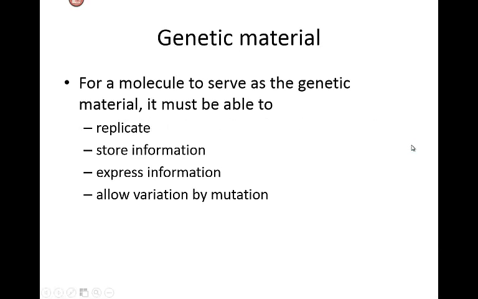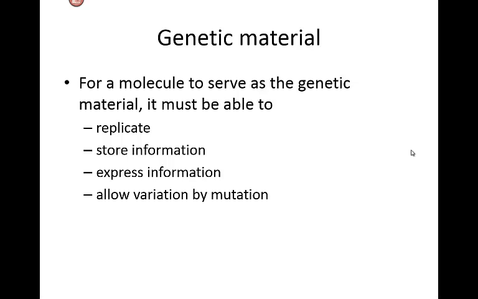So first of all, before they realized DNA was the genetic material, they did know that it must have several different characteristics. In order to serve as the genetic material, it must be able to replicate so that it can be passed from generation to generation. It must store information that those organisms can use. It must be able to express information so that they can actually use it.